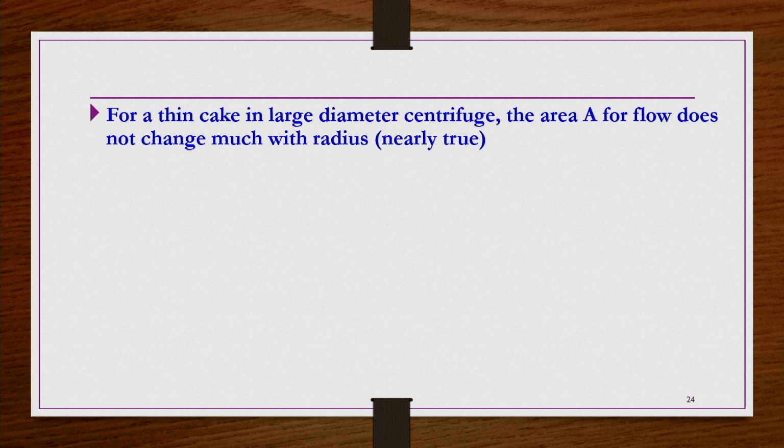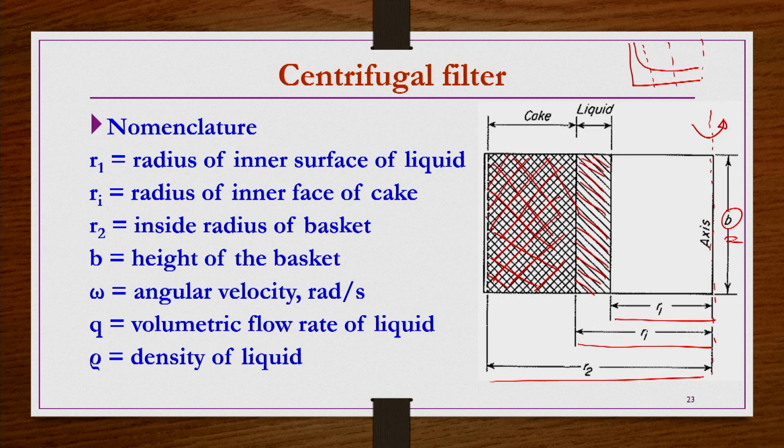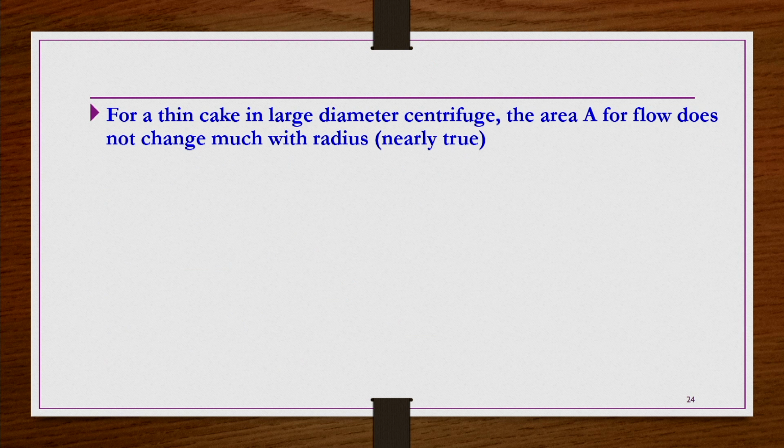For a thin cake in a large diameter centrifuge, the area A for flow does not change much with radius. This is nearly true, because if the cake is very thin, then this area is going to be very large. So the area for flow does not change much with the radius of the cake that has been formed, because the cake is a thin cake now.